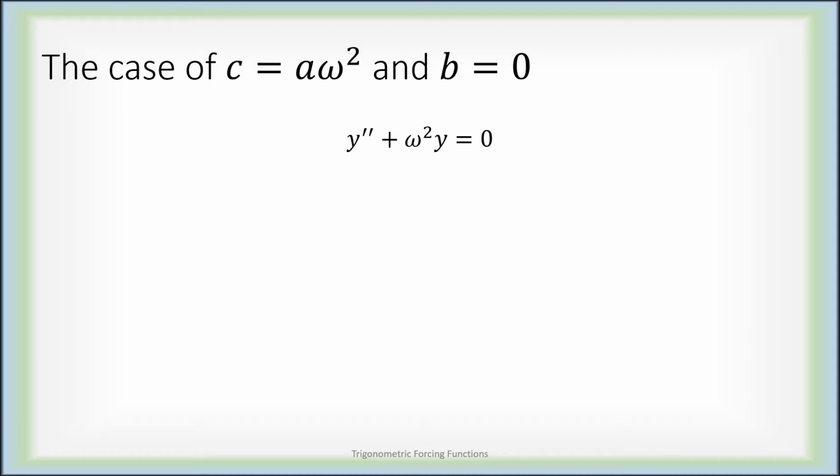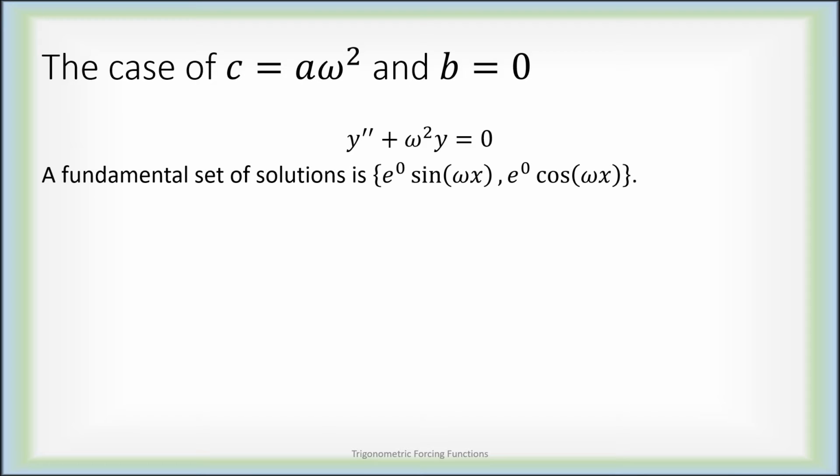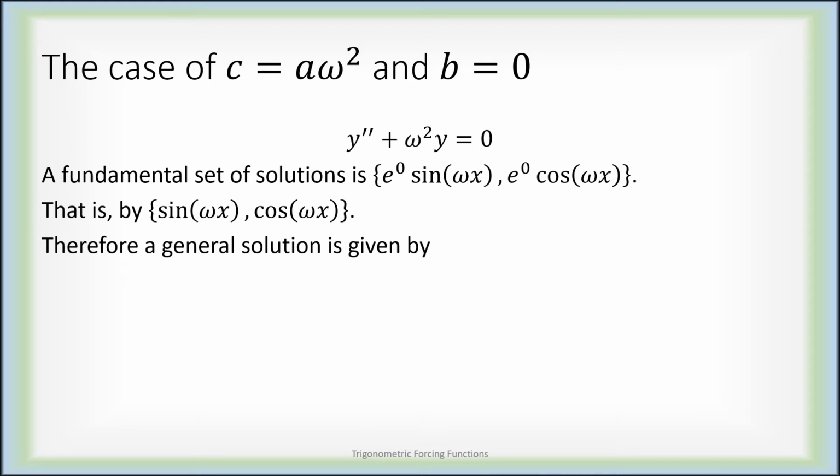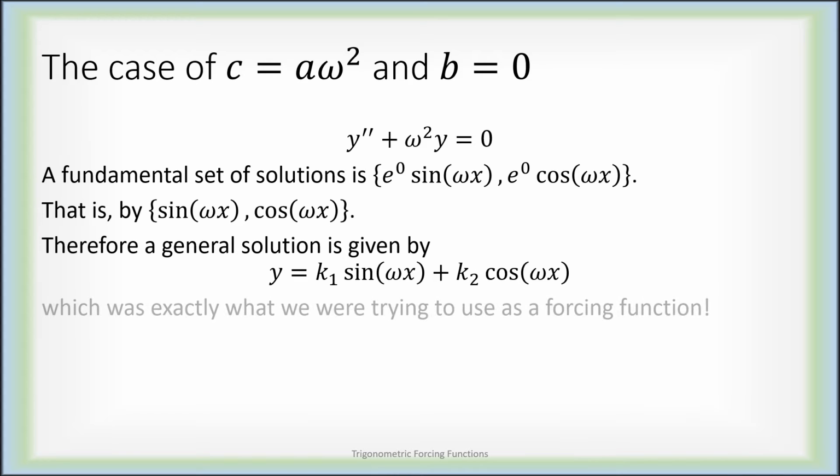So here was our differential equation that could be a bad situation for us, and we found that a fundamental set of solutions would be sine or cosine of omega x. So a general solution to this differential equation is, in fact, some multiple of sine omega x plus some multiple of cosine omega x. Now that's exactly what we were trying to use as a forcing function.